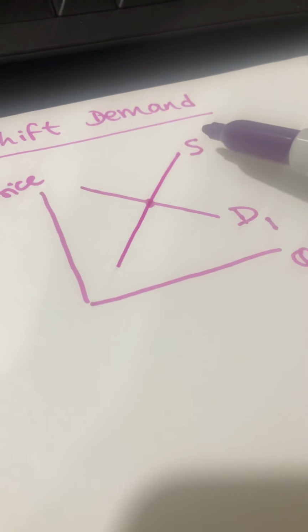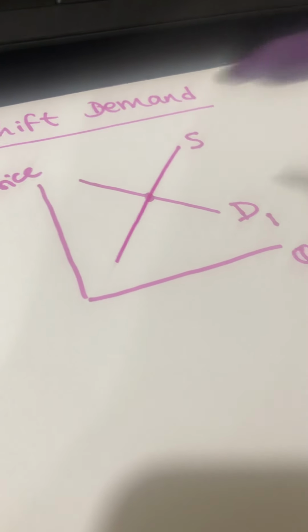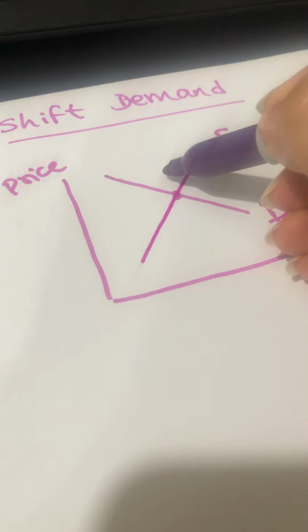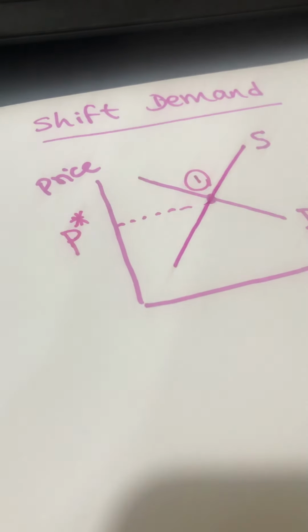And then this is our upward slope supply. The intersection of our demand and supply is our market equilibrium. Since our demand is going to shift or change, I'm going to call this equilibrium number 1. From this equilibrium, I can get my equilibrium price. We're going to show it with P star.